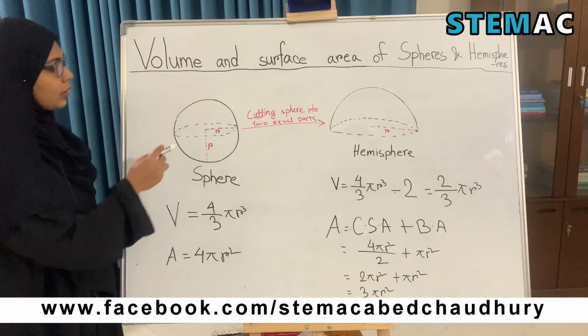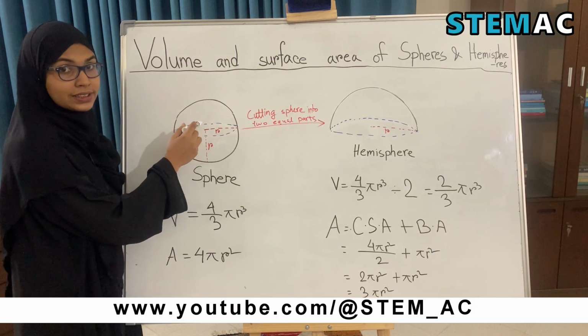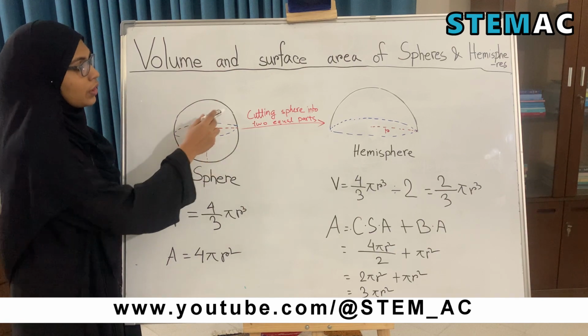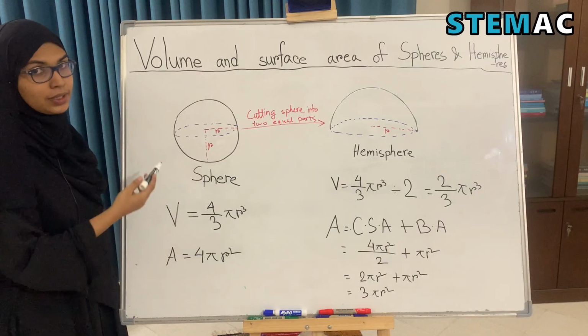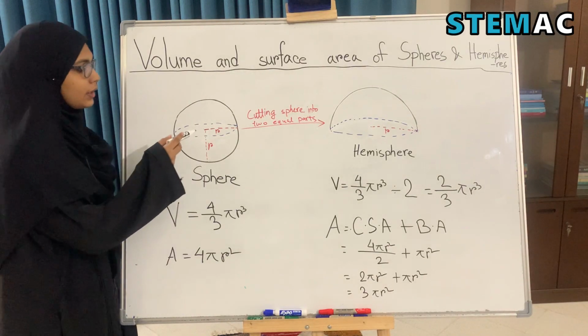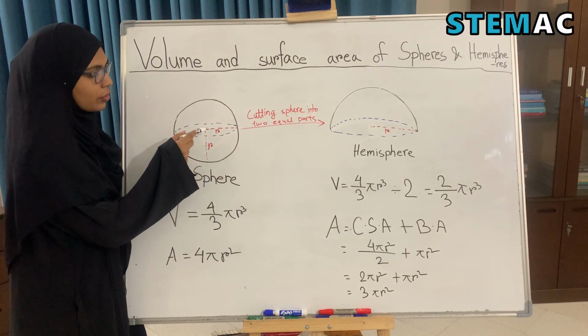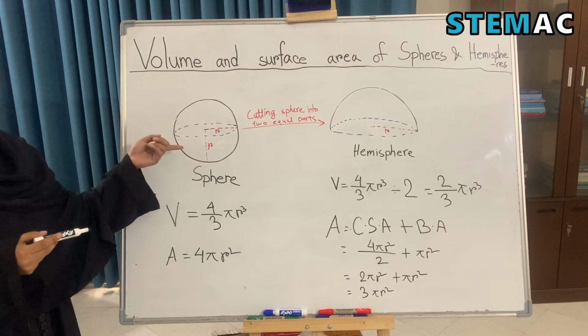So the distance from the center point to all the points on the surface is the same for a sphere, and here I have denoted that distance as the r, the radius of the sphere.